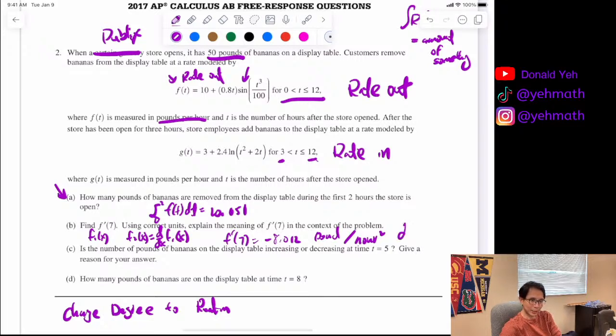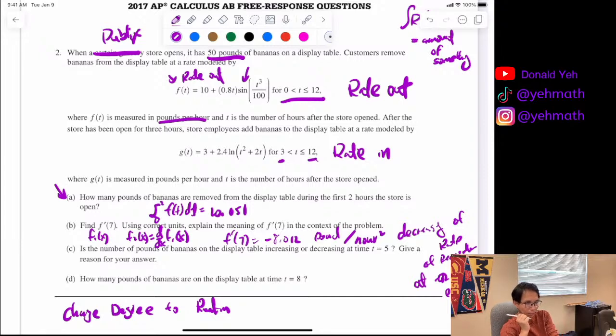So you can say it's decreasing. Why do you use the word decreasing? Because decreasing is the derivative of the rate. So it's decreasing the rate of removal, decreasing at 8.012 pounds per hour squared. And that's how you're going to write the second part. Does that make sense?